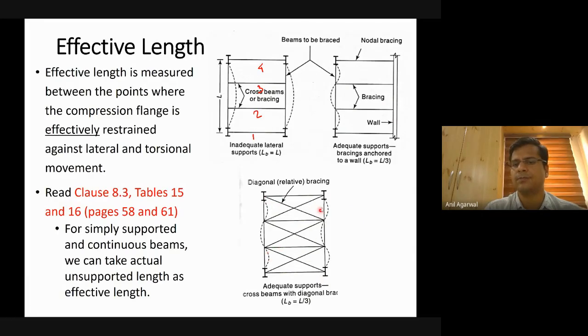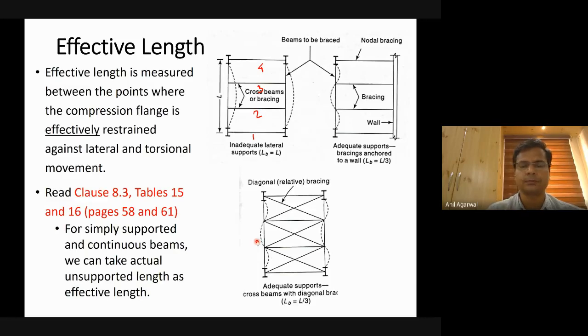Similarly, if you don't have a wall, but you have a similar kind of primary beam, so this is your primary beam, this is another primary beam, and instead of just connecting with these bracings, if we go for a diagonal bracing kind of system, that also is a very effective way of restraining the lateral torsional buckling, and you will reduce the unrestrained length to L by 3.